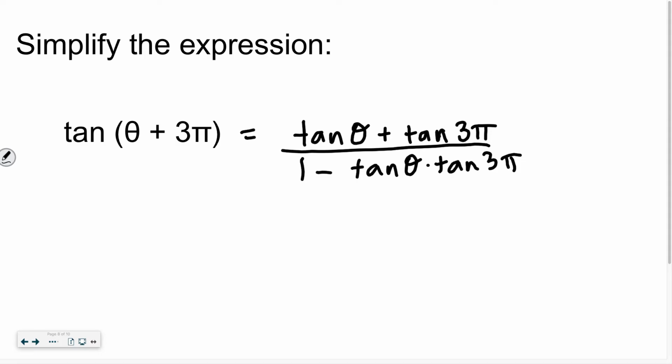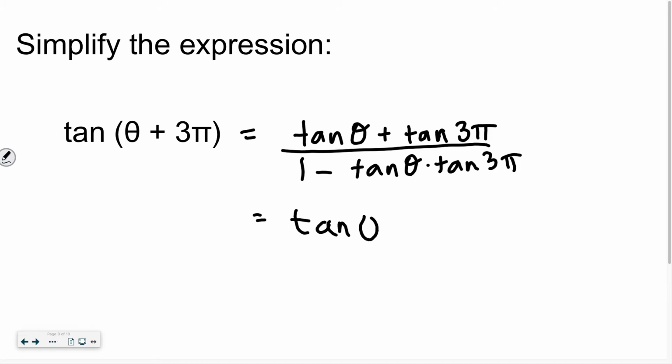We can't evaluate tangent theta, but we can evaluate tangent of 3 pi. There's a couple ways to do that. If you know where 3 pi is, you're good. Or you can think about a coterminal angle. Coterminal of 3 pi is pi. Anybody know the tangent of pi? 0. The ordered pair for pi is what? -1, 0. Tangent is y over x. That'd be 0 over -1, which is 0.